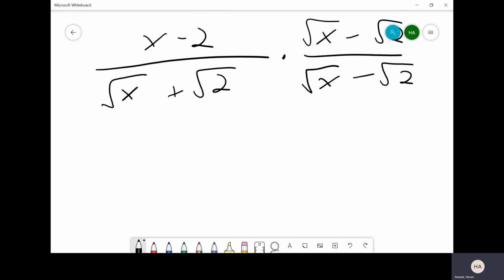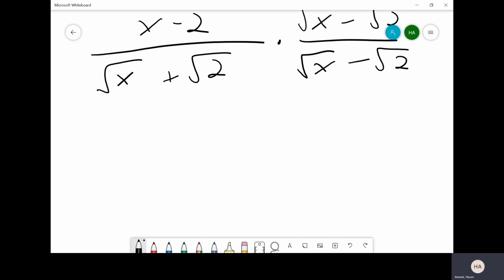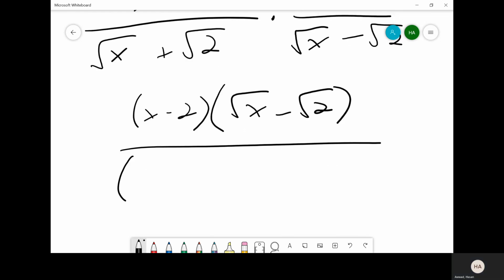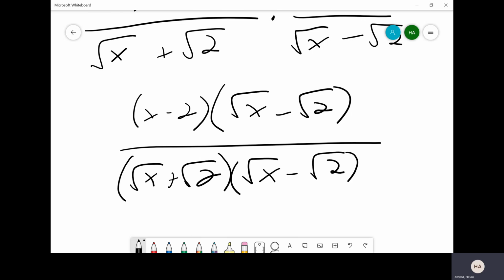Now, again, just for the purpose of really articulating this, I'm going to make it one fraction. If you guys already see the pattern, feel free to just skip this step. You don't necessarily have to write this out, but I'm just writing it out as one fraction for everybody who still might not see it. So we have x minus 2 up top times square root of x minus square root of 2 all over square root of x plus square root of 2 times the square root of x minus the square root of 2.